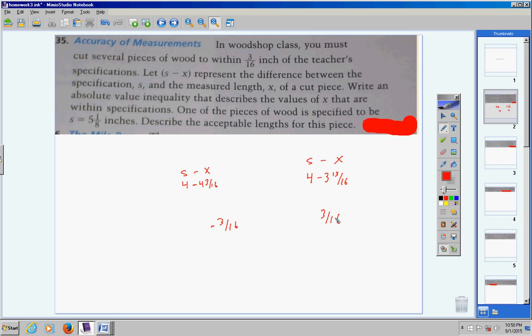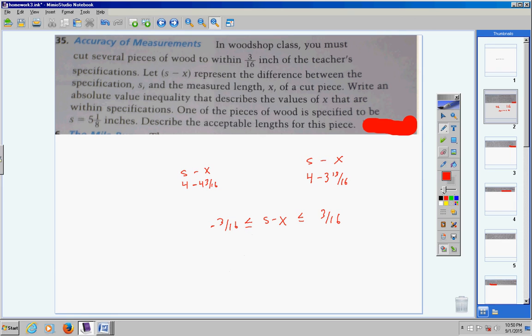Now, I will probably not give you one this difficult on a test or a quiz, but it is so good for your brains to be stretched on your homework. So all that I'm trying to show you is S minus X equals this or this. It has to fall in between those two. So all that I have to say is this: S minus X has to be less than or equal to 3/16 and greater than or equal to negative 3/16.